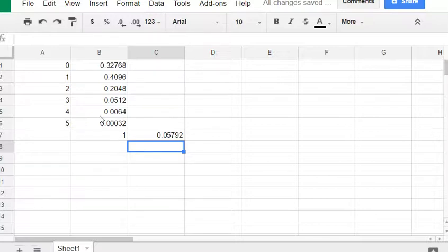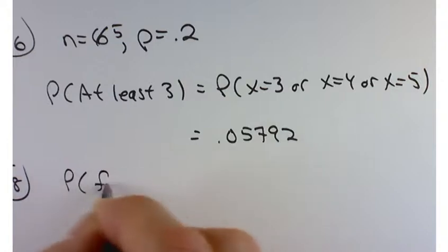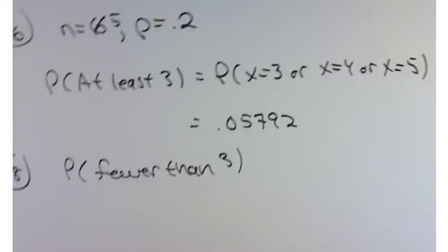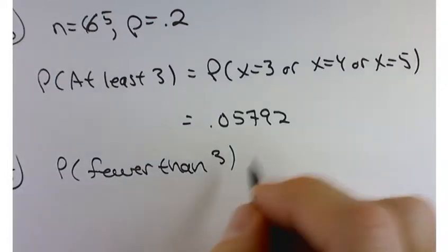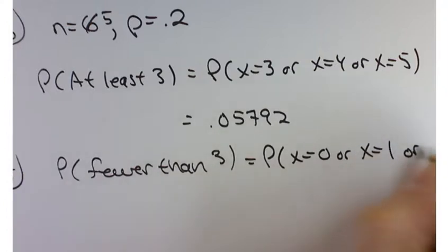Let's try some more here. Problem number 18. Find the probability that the number of correct guesses is fewer than 3. Now here's a good question for you. If I want to find the probability of fewer than 3 correct guesses, so let's take a look at that. Probability of fewer than 3. Does that actually count 3? No. Anything under 3. So the ones we should be adding up are 0 or 1 or 2.